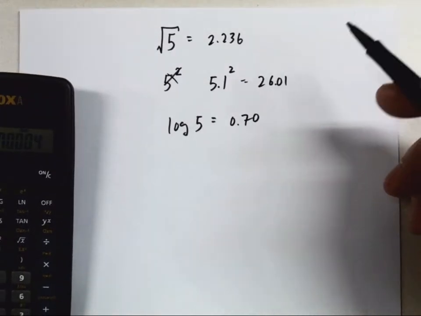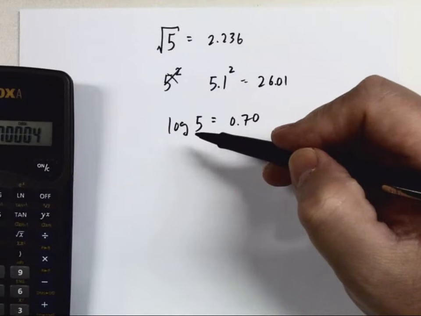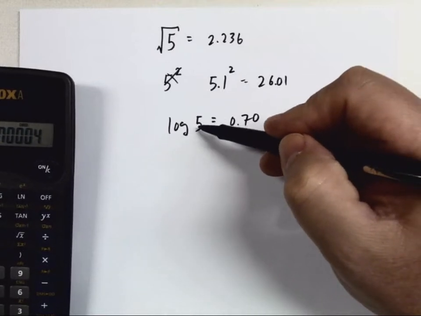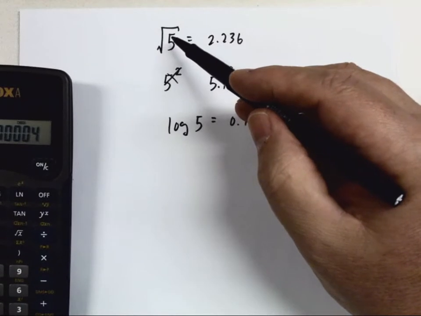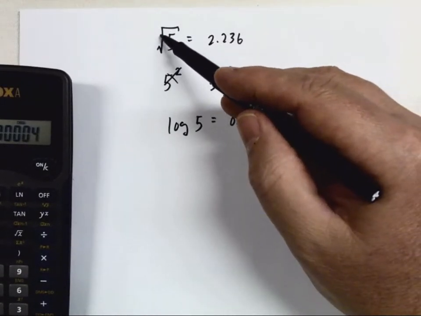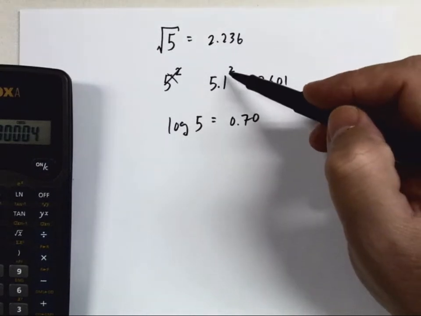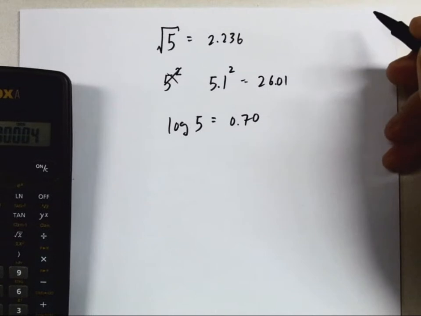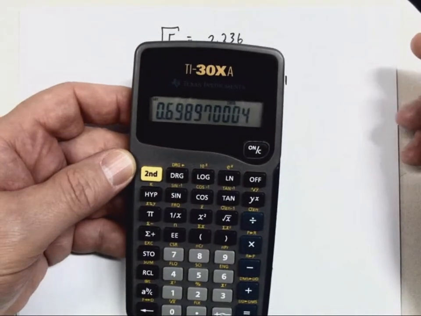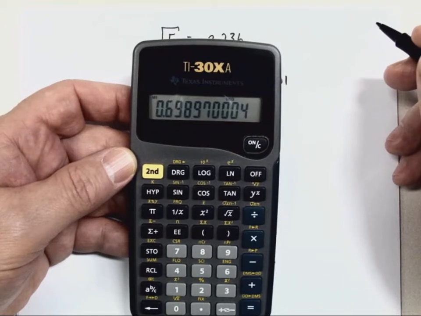So I want to emphasize to you now, log is a mathematical function that you perform on a number and you get an answer. Just like if I want to take a square root of 5, square root of a number, I get an answer. Or if I square something. If I take the common log of 5, it's just going to be a number. And I can use my calculator to determine it.